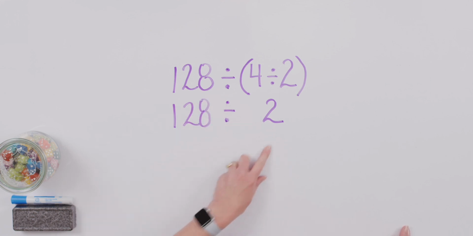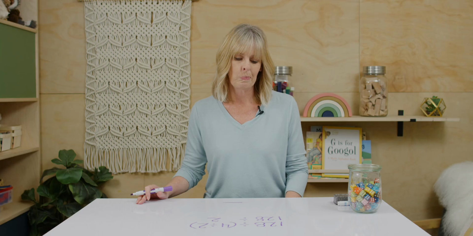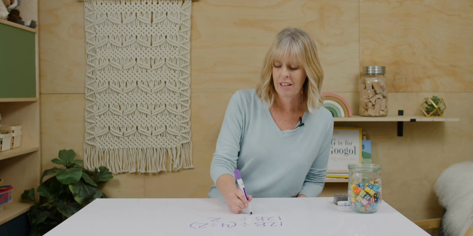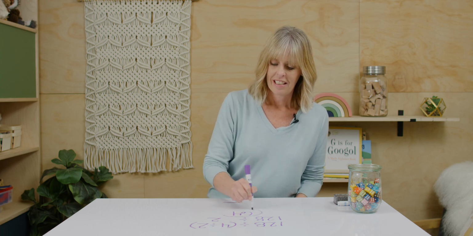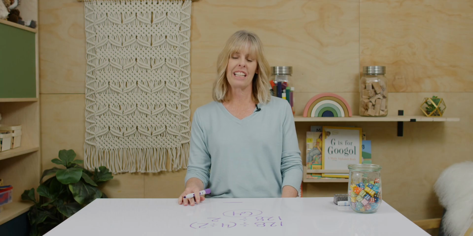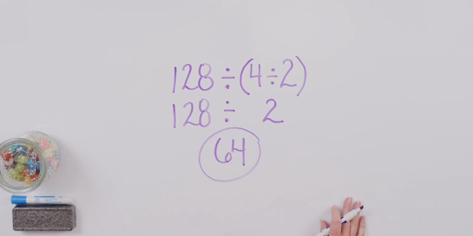128 divided by 2. If I had 128 cookies and divided them amongst 2 of my friends, how many would each of them get? I think I heard many of you said 64. See how that works? That's our final answer. Just make sure you do those parentheses first.